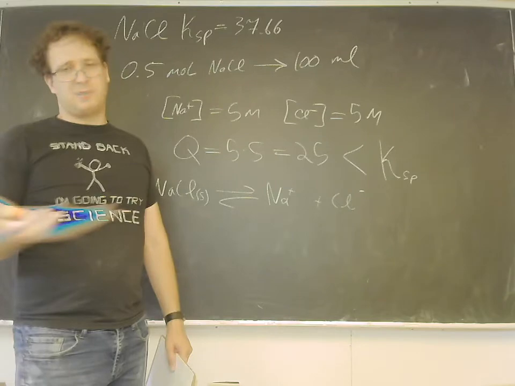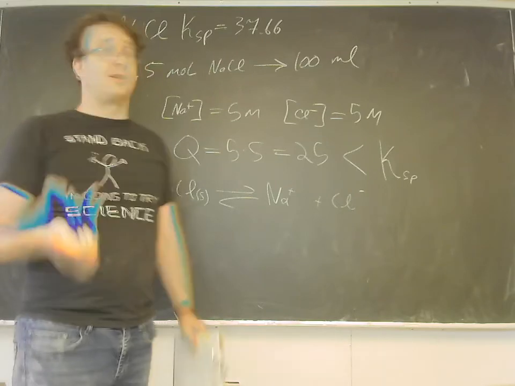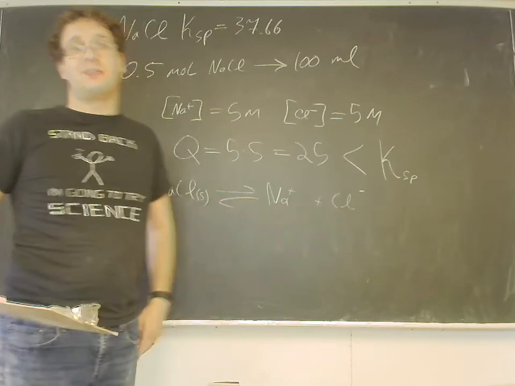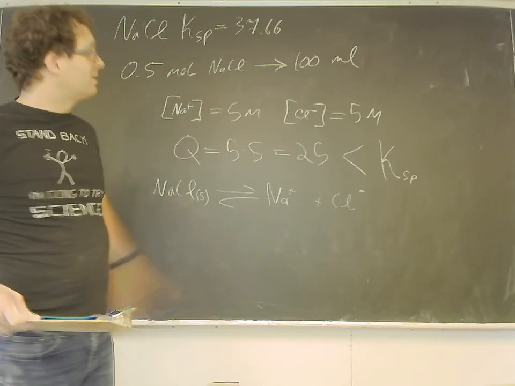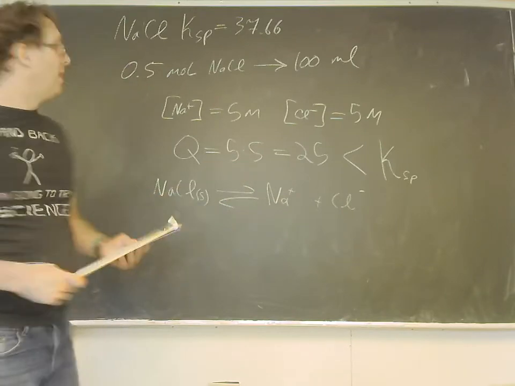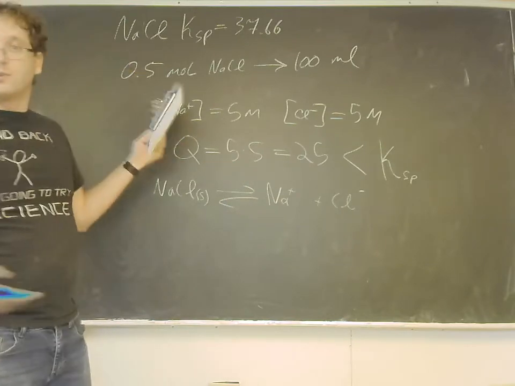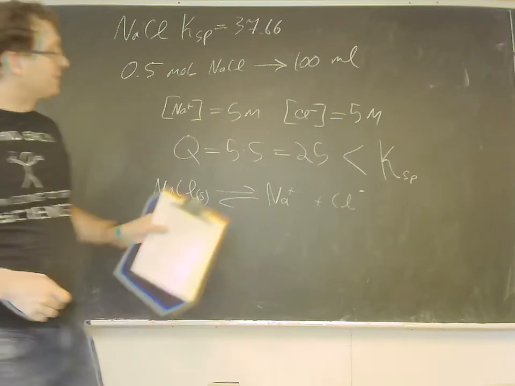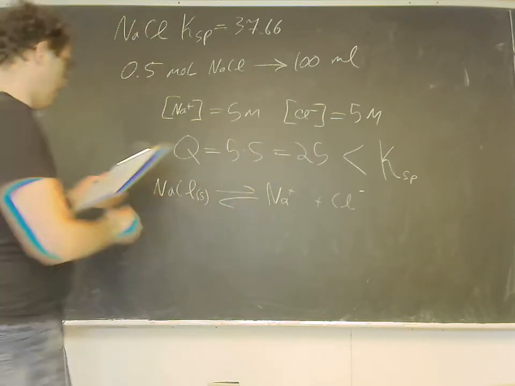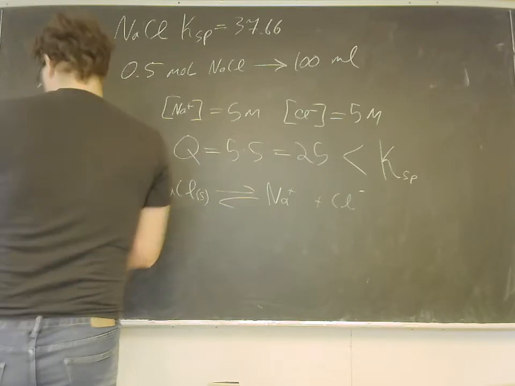What this means is if we added any more sodium chloride, then it would readily consume that sodium chloride to shift to the right, at least until we reach equilibrium, if it's given the opportunity. But with only 0.5 moles of sodium chloride, it'll never happen. It'll be stuck in this non-equilibrium state forever. So that's an unsaturated solution.